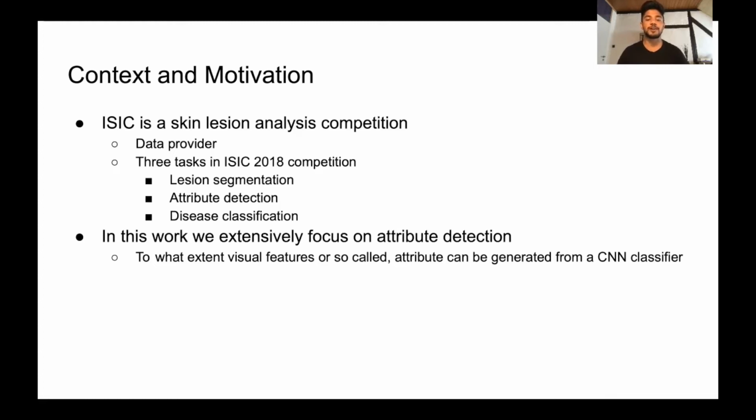As I said before, there were three tasks: lesion segmentation, attribute detection, and disease classification. In this work, we extensively focus on attribute detection, and we try to find out to what extent visual features, or so-called attributes, can be generated from a CNN classifier.